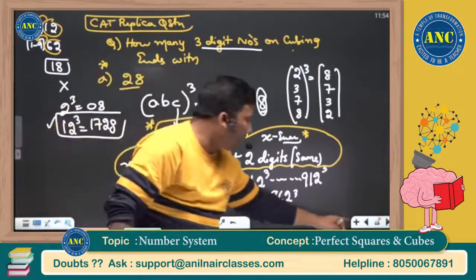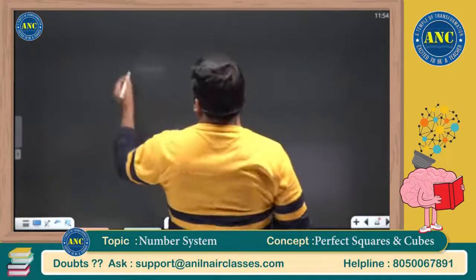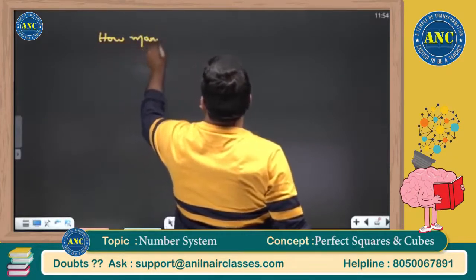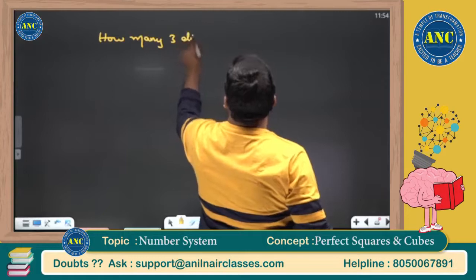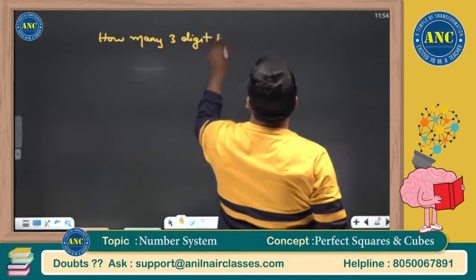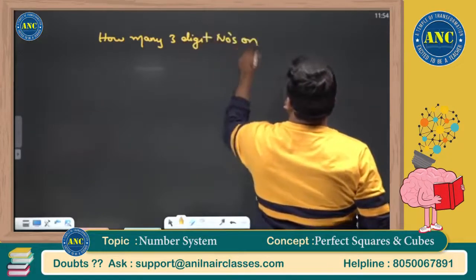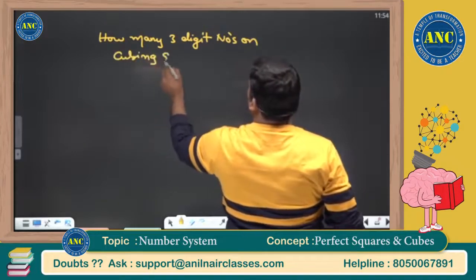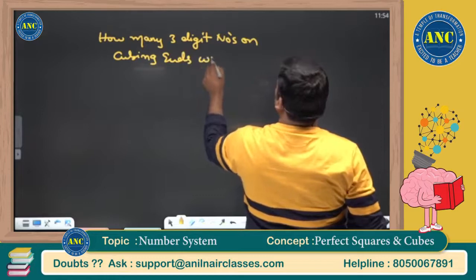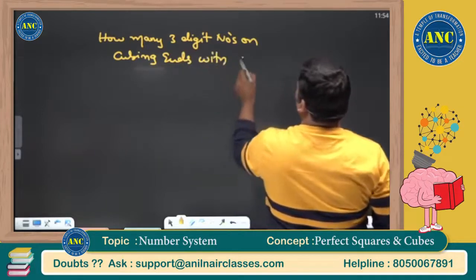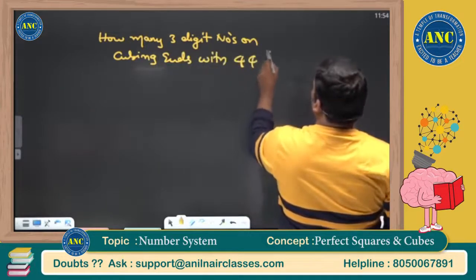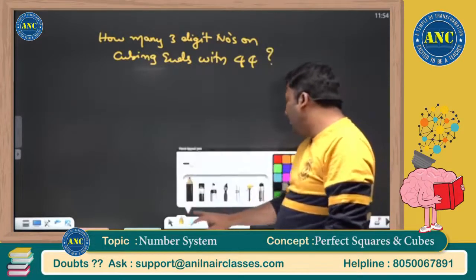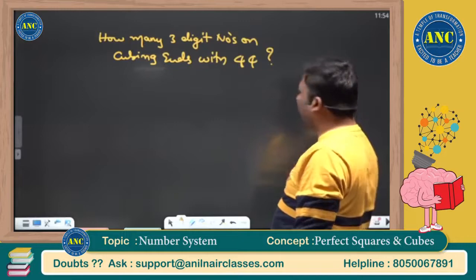Now, next one. Karthik, just 2 minutes. One more question, then we will do. How many three-digit numbers on cubing end with 44? One more problem we will solve so that the concept will be very easy for you. It is ending with 44.